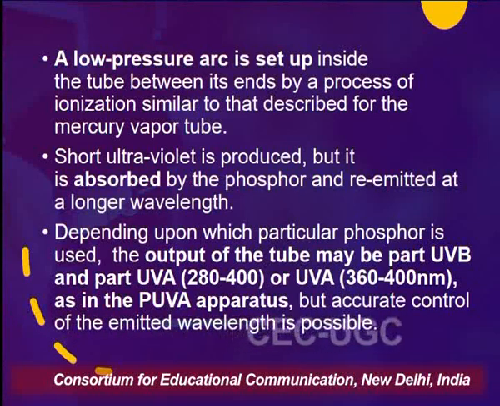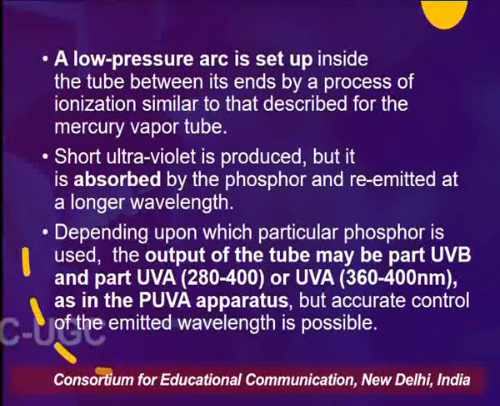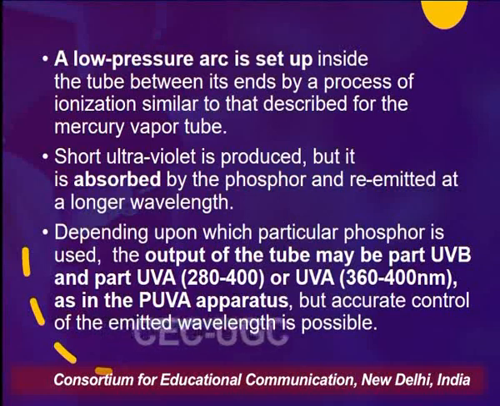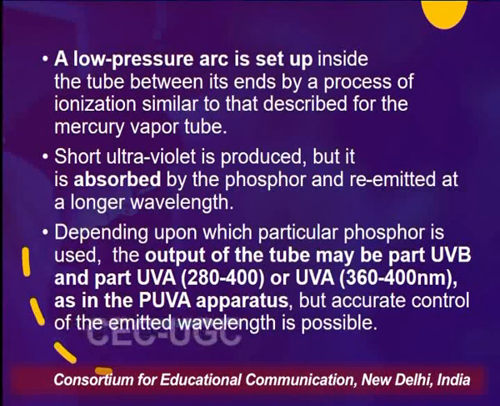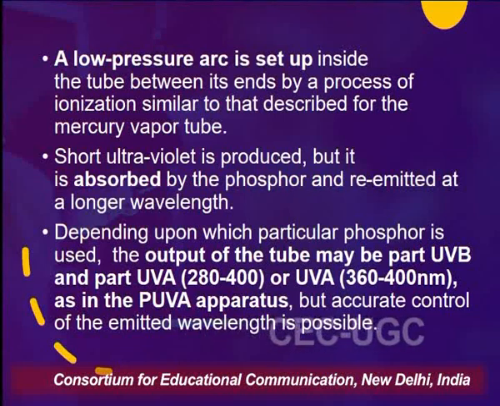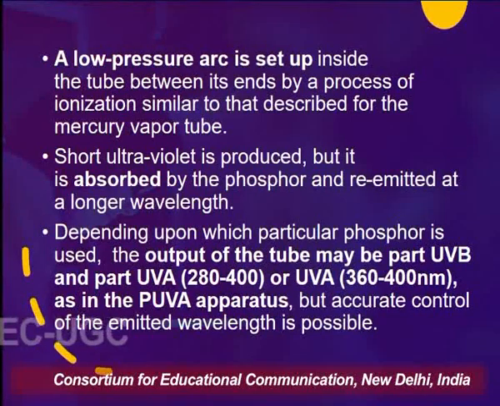Short ultraviolet is produced, but it is absorbed by the phosphor and re-emitted at a longer wavelength. Depending upon which particular phosphor is used, the output of the tube may be part UVB and part UVA, that is 280 to 400 nm, or UVA 360 to 400 nm, as in the PUVA apparatus, but accurate control of the emitted wavelength is possible.